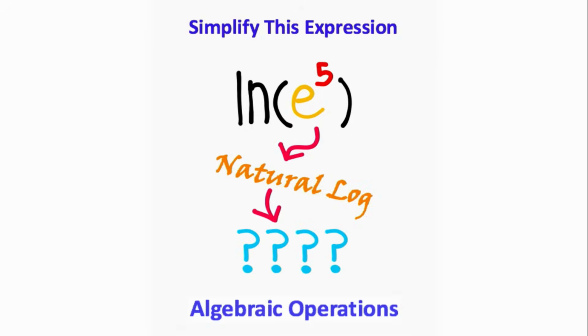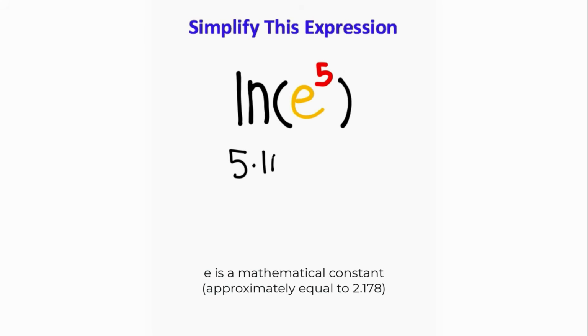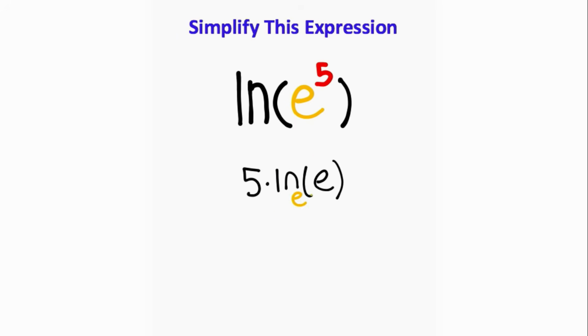Let's simplify this natural log. Now there's a rule: whenever you're taking the natural log of something raised to an exponent, you can take that exponent and bring it to the outside of the natural log. So we can rewrite this as 5 times the natural log of e. Just like common logarithms have an implicit base of 10, natural logarithms have an implicit base of e. So basically what this whole expression is asking is e raised to what power is going to give you e.